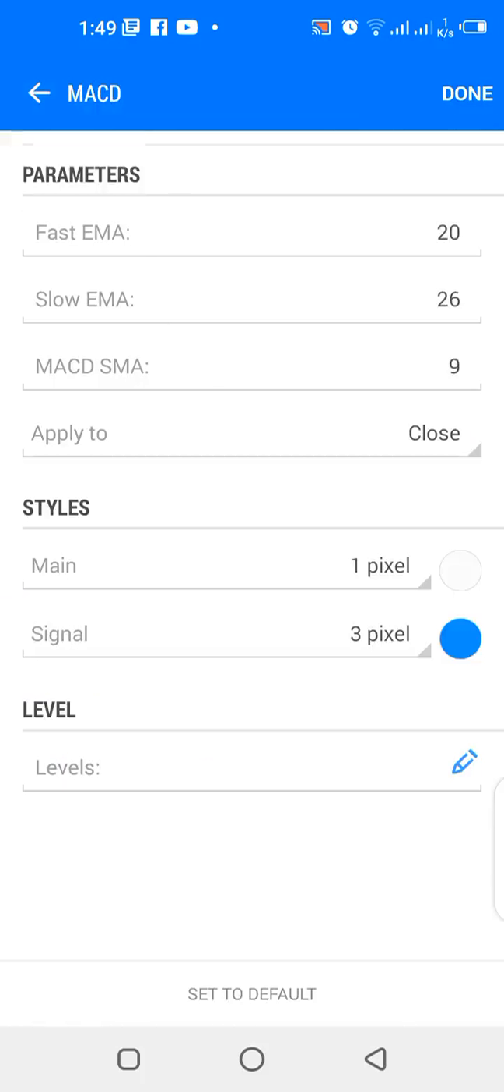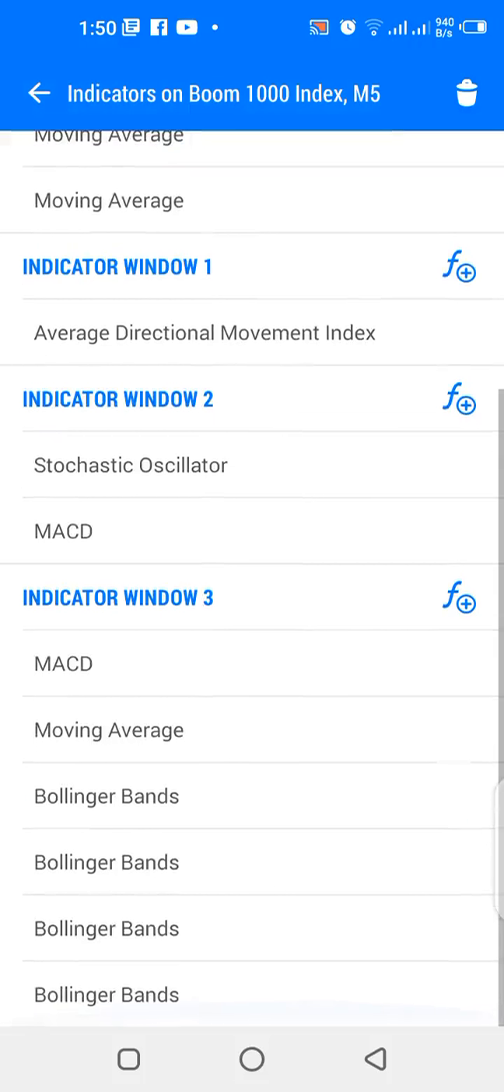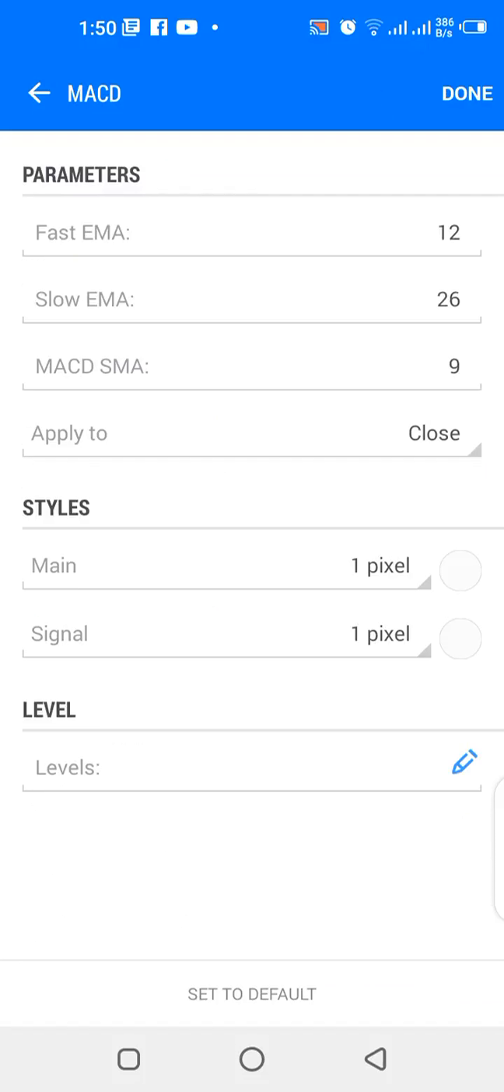For the MACD, we have fast EMA to be 20, slow EMA to be 26, MACD SMA to be 9, applied to close. The main star color is expected to match the background color of your chart, and the signal star color is blue. Now for the last indicator window, which is indicator window 3, the indicators are MACD: the fast EMA is 12, the slow EMA is 26, MACD SMA is 9, applied to close. The color of the main and signal star will match the background color.